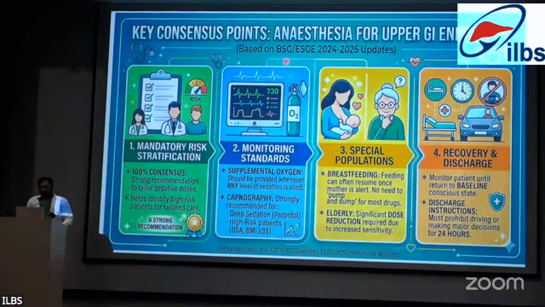In 2024, the British Society of Gastroenterology gave a key consensus point which illustrates that we should do mandatory risk stratification for all the population. The anesthesia doses should be tailored according to the individual needs and not a generalized approach.